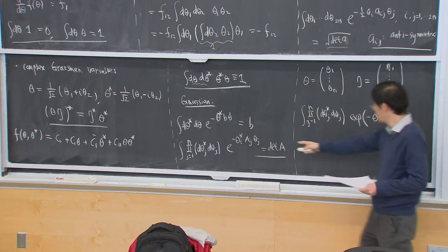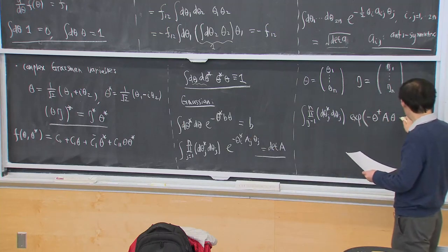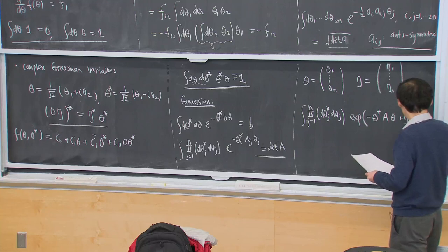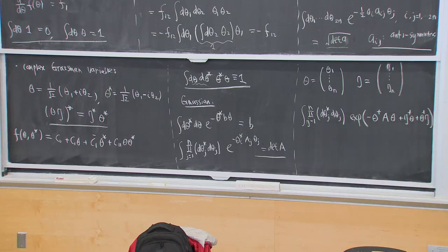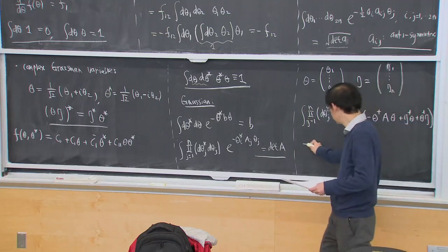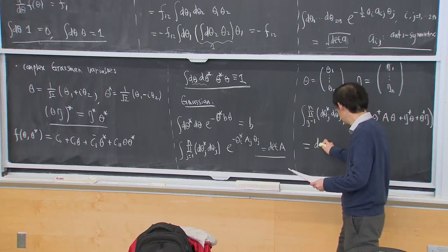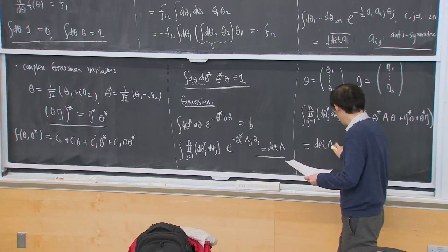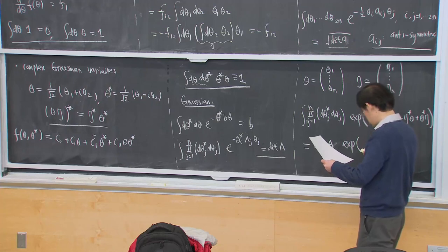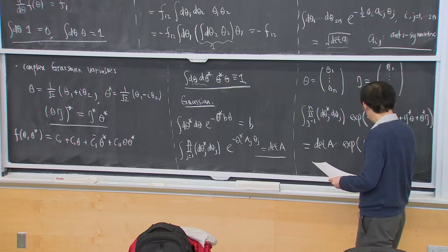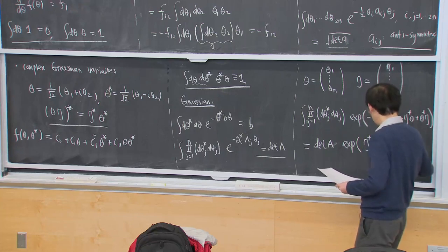But now, suppose that here I only have a quadratic term, but suppose now I have some linear terms, say eta dagger theta and theta dagger eta. And again, you can do the Grassmann version of completing the square, and then you can convince yourself that this is given by the determinant of the matrix A, and then the exponential of eta dagger A minus one eta.